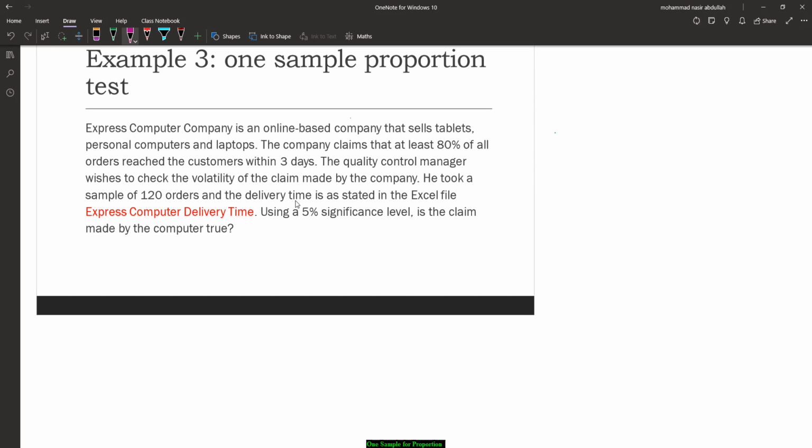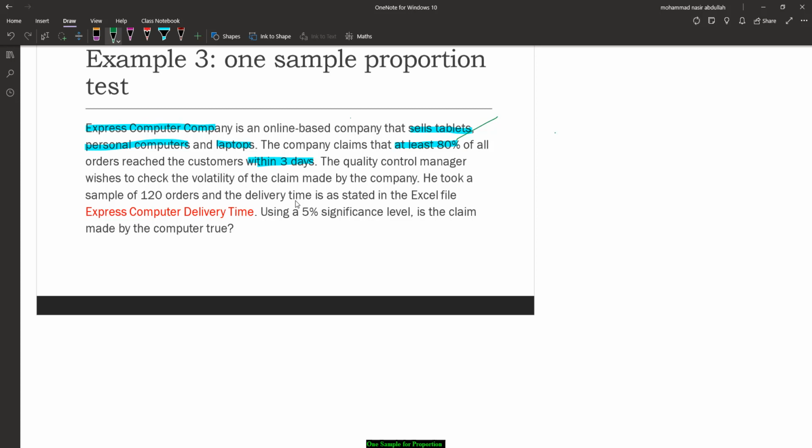This example is about Express Computer Company. It's an online-based company that sells tablets, personal computers, and laptops. The company claims that at least 80% of all orders reach the customer within 3 days. This is the expected proportion. So it claims that at least 80%, meaning more than 80% of all orders reach the customer within 3 days.